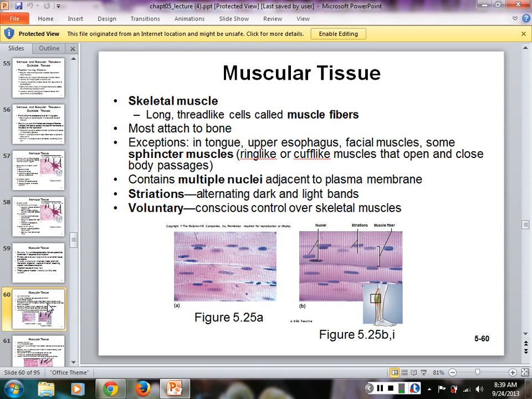The sphincter muscle we're going to talk about is a little ring-like structure around what? The sphincter muscle is associated with both skeletal and smooth muscle. It's a little ring that's around your urethra. You find it around your anus as well, that opens and closes what? Body passages. Okay. Know what voluntary means, which means you have conscious control over it.